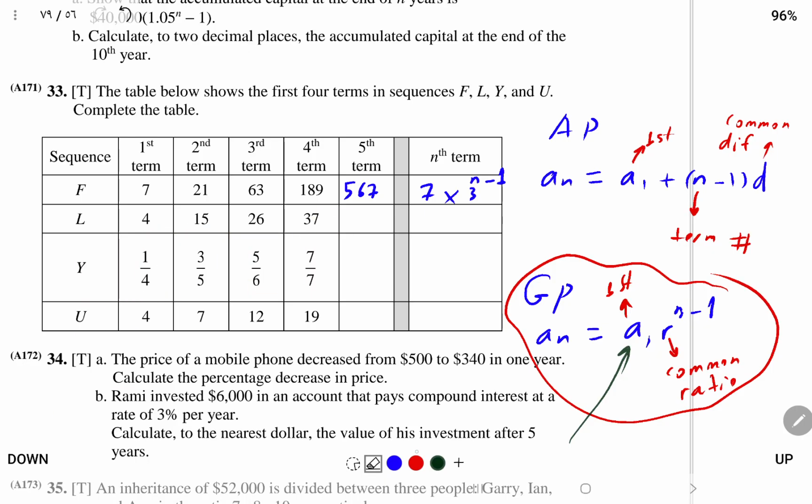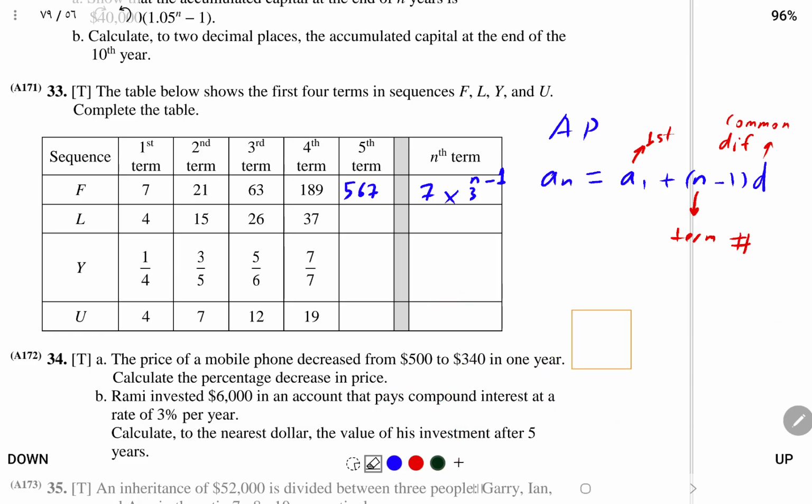And in arithmetic progression, we have to use the first equation. So for example, if I want to find the term number 5, the fifth term, I can say a5 is equal to a1, which is 4, plus 5 minus 1 times the common difference, which is 11. And if you calculate that, you get 48. So here you write 48.